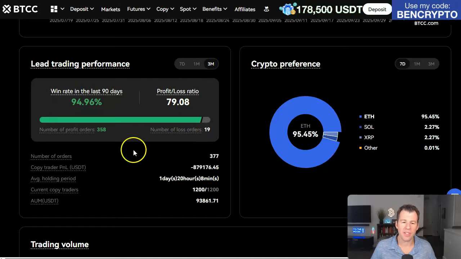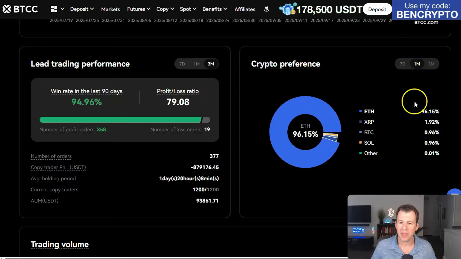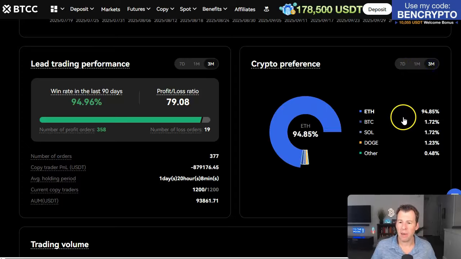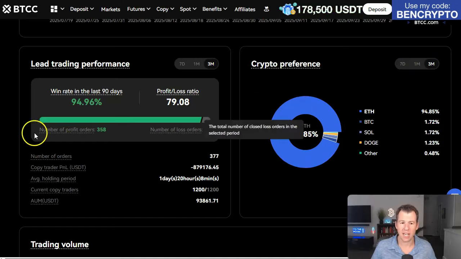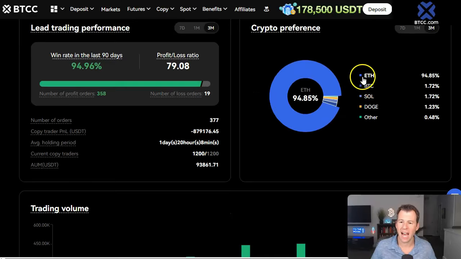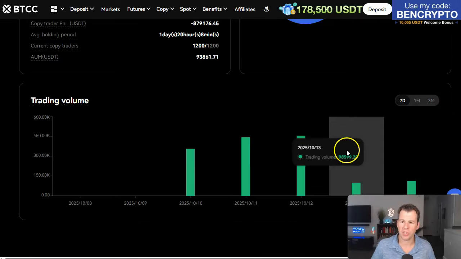3 months on 377 trades, 95%. So this guy is a model of consistency. What is he buying? In the past week, almost entirely ETH, 95%. In the past month, 96% ETH. And then in the past 3 months, 95% ETH. So he basically buys ETH and a tiny little bit of BTC, Sol, Doge, etc.